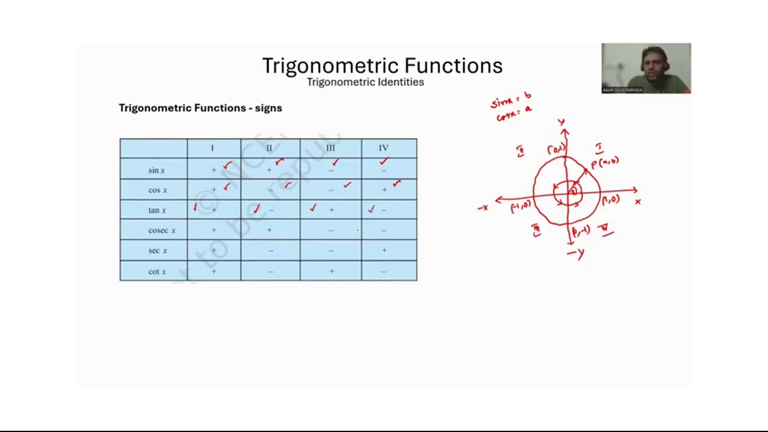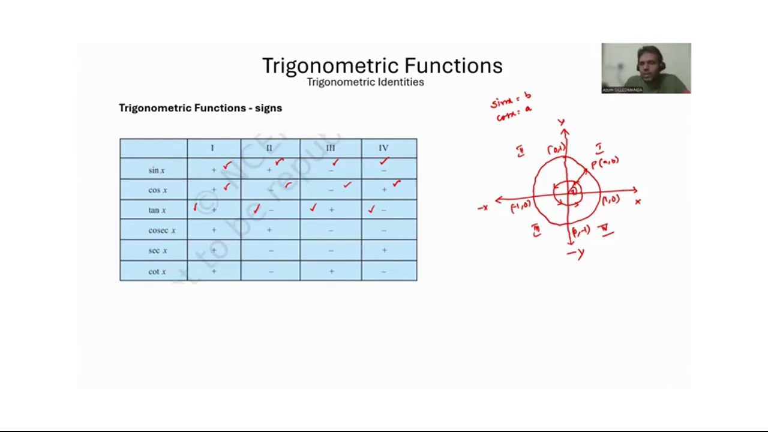And the same for cosecant. Cosecant is the reciprocal of sine. So whatever signs apply to sine, the same apply for cosecant. And then secant is the same as cos, and cot is the same as tan. So you follow, right? Basically the sign convention depends on the sine and cos values. Sine x is the y coordinate, which is positive in the first and second, and similarly the x coordinate is positive for the first and fourth.